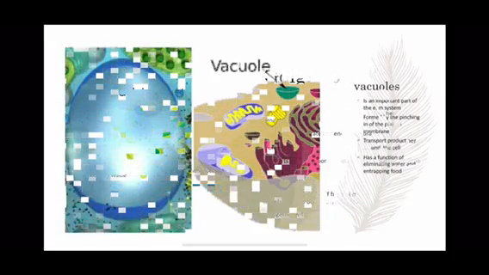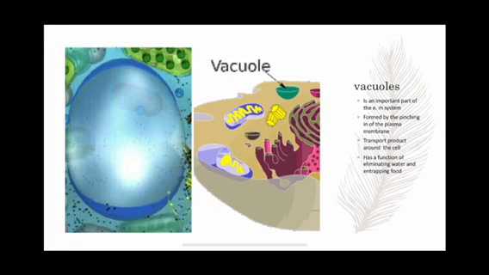Vacuole is a very important part of the endomembrane system. It's a membrane-bound sac. It's formed by pinching in of the plasma membrane. It transports products around the cell. Vacuoles carry out important functions like eliminating water, entrapping food and particles, and discharging waste.